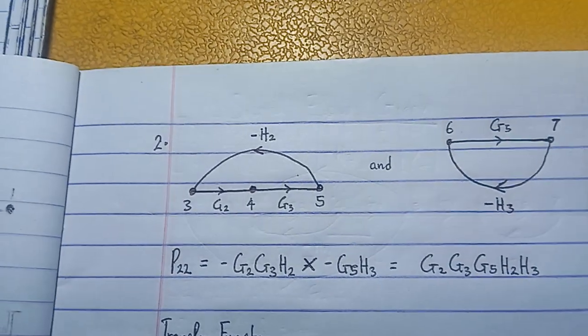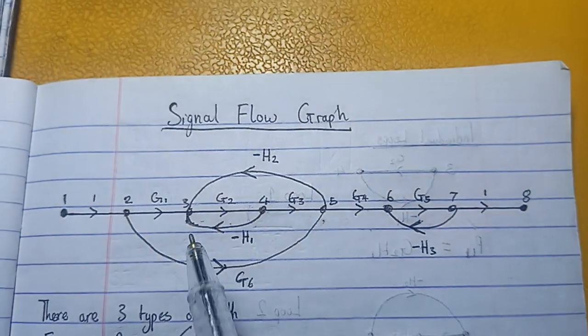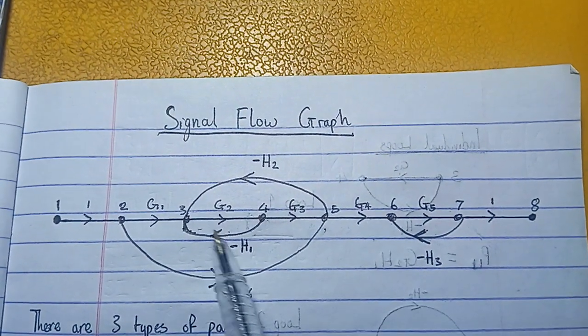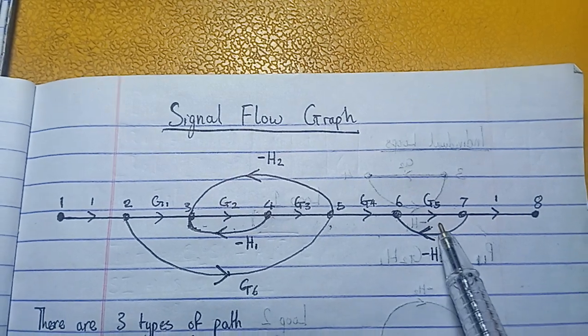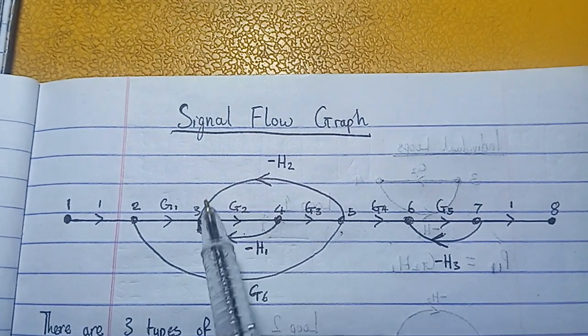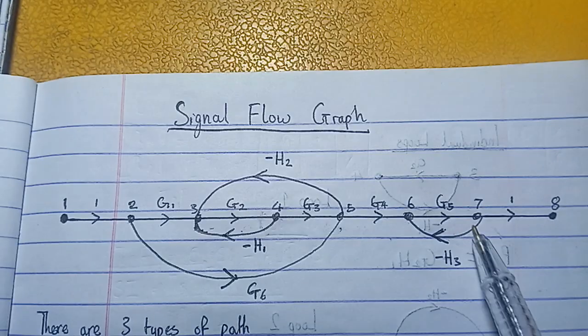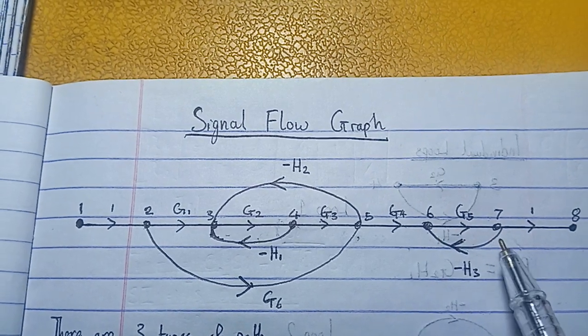These are the only two pairs of non-touching loops, which is this loop and this loop. This is one pair, they are not touching each other. And we have this loop and this loop, they are not touching each other.